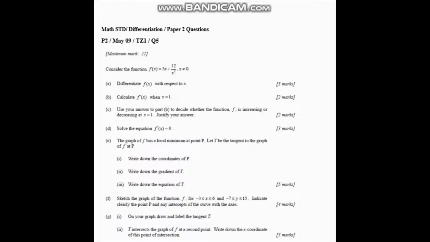In question E, I'm told that the graph has a local minimum at point P. Let T be the tangent to the graph of f at P. Write down the coordinates of P. So we know that a local minimum is a point where f dash of x equals 0. So I shall build on question D. The answer to question D shall be the x coordinate of my point P, because this is the value of x that makes f dash of x equal to 0, and a minimum point is a point where f dash of x equals 0. So that's the same thing.